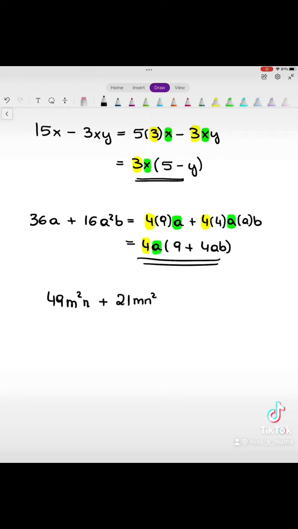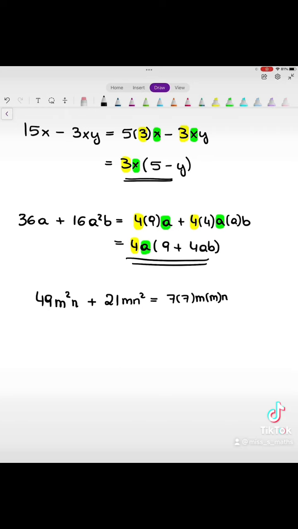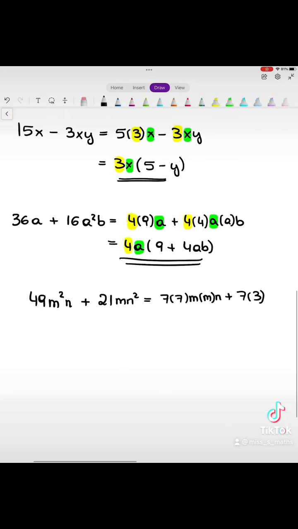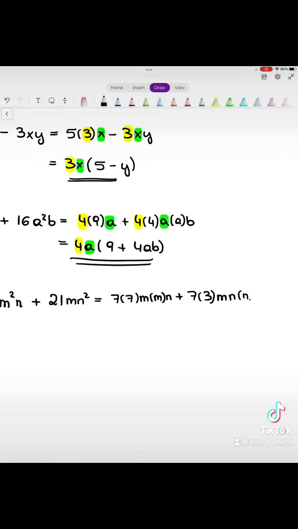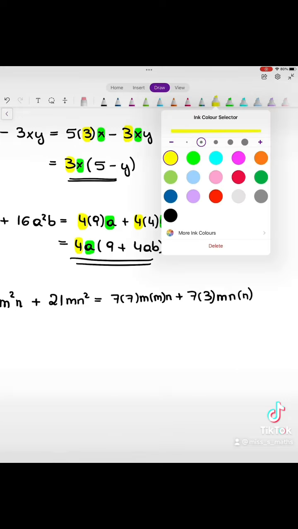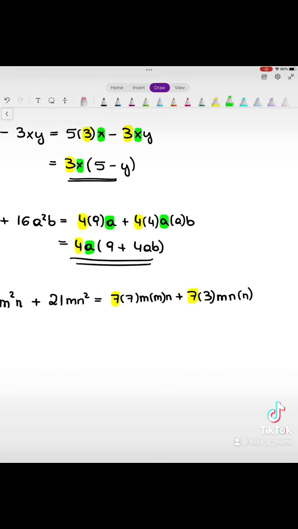Now let's do one more there, 49m squared n plus 21m n squared. Now this is trickier because I'm using two letters that are fairly similar. I have m's and n's in there. The 49 is 7 times 7, my m squared is m times m, and n is just carried along, plus 21 is 7 times 3 times m times n, because n squared is the same as n times n. Again, we're going to highlight what they have in common, 7m and n, and what's left is 7m plus 3n.